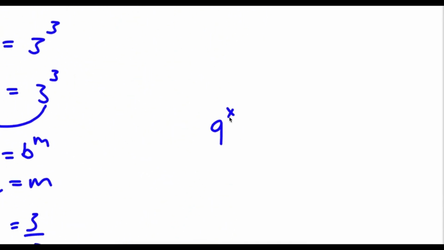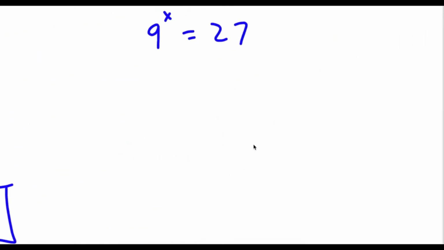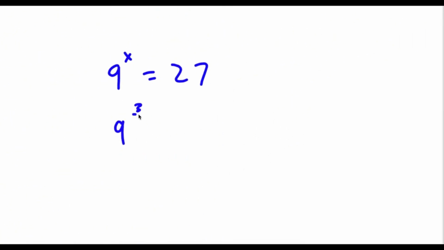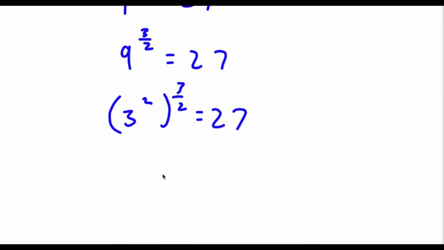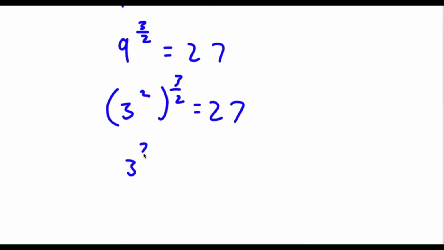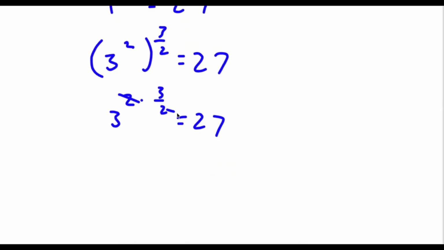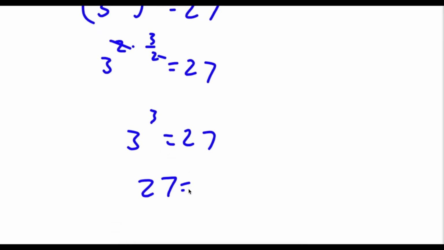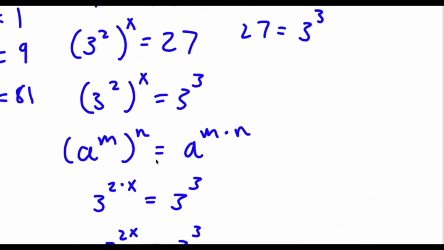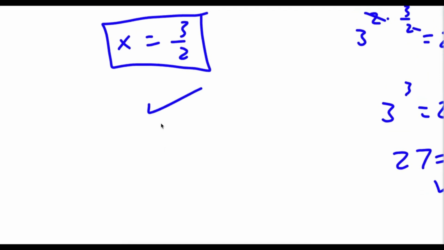Alright, so now to check, our original equation was 9 to the power of x is equal to 27. Now x is 3 over 2, so I have 9 to the power of 3 over 2 is equal to 27. Now 9 again is the same thing as 3 squared, so I have 3 squared to the power of 3 over 2 is equal to 27. Now I have 3 to the power of 2 times 3 over 2 is equal to 27. These two cancel out, so I'm left with 3 to the power of 3 is equal to 27, and 3 to the power of 3 is 27. So if 27 is equal to 27, and because this is right, our solution is right as well.